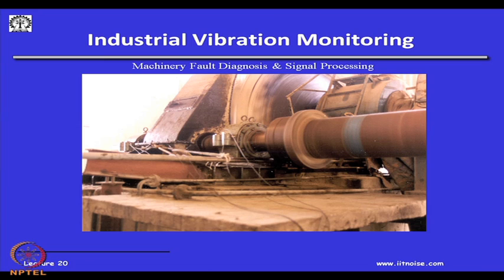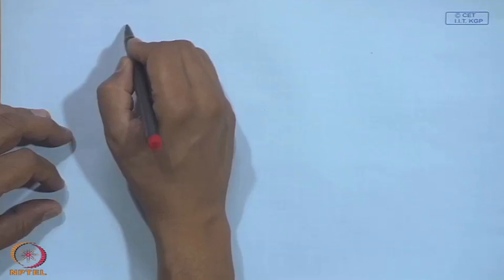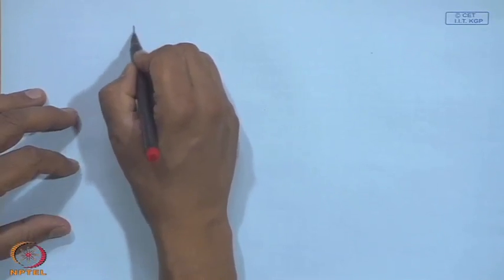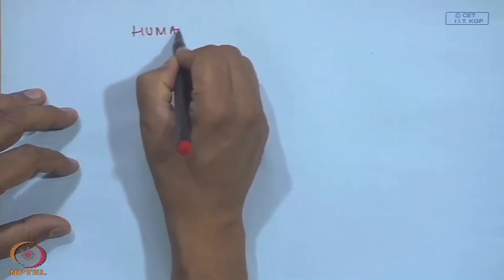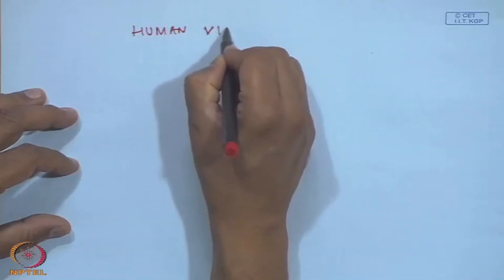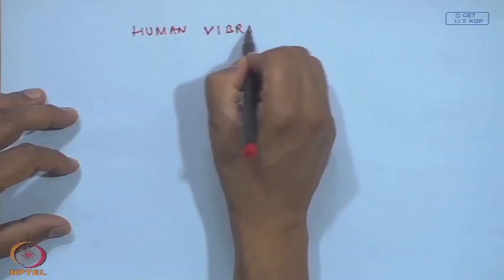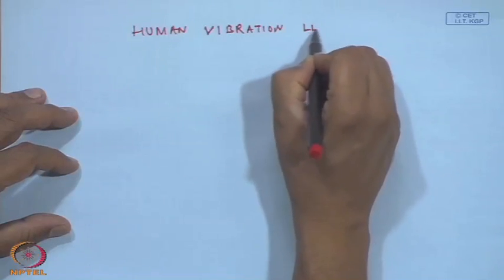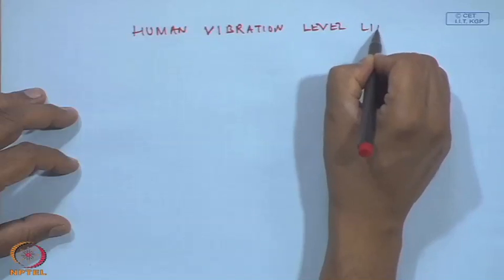We can bring this recording back to the lab and do the analysis from a diagnostic point of view. But another very important aspect of vibration monitoring is, like I mentioned in the last class, a standard whereby the vibration levels are kept from going above a certain permissible limit. Similarly, because we are talking about vibration monitoring, you should also know that there are limits for human vibration levels. There are standards for that.